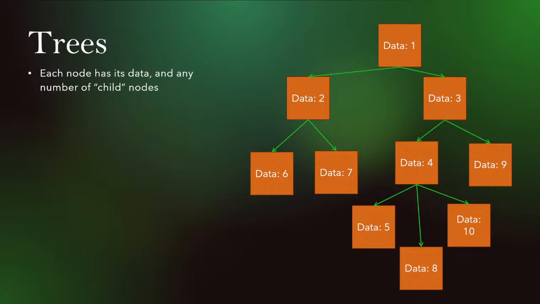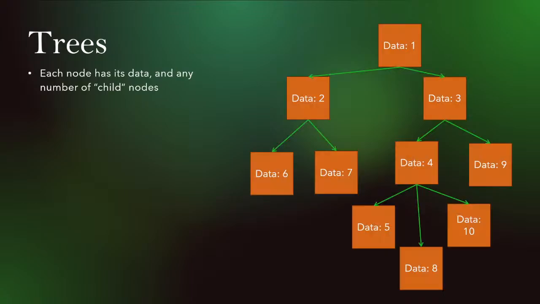Whenever you access your files, say your C drive is at the top of the tree, and then as you navigate through more folders, you can get subtrees. Each node has its data and any number of child nodes. So for example, data 1's child nodes will be data 2 and data 3. Data 4's child nodes will be 5, 8, and 10. This is how we label the nodes in a tree.